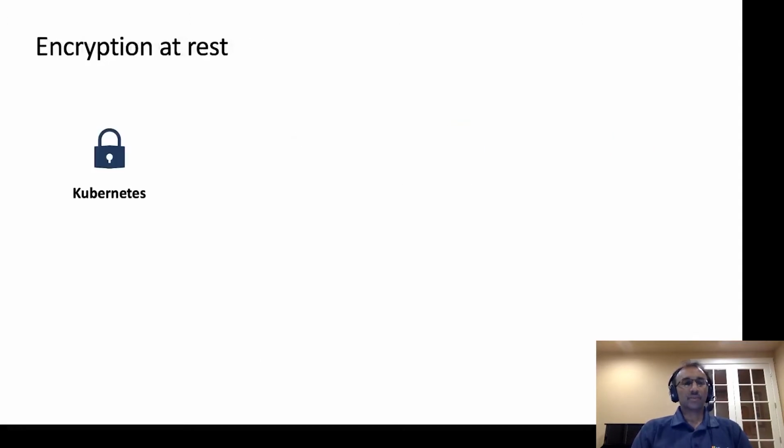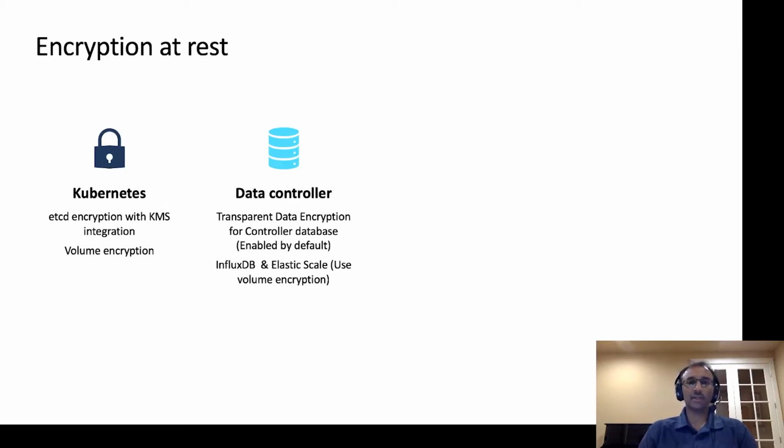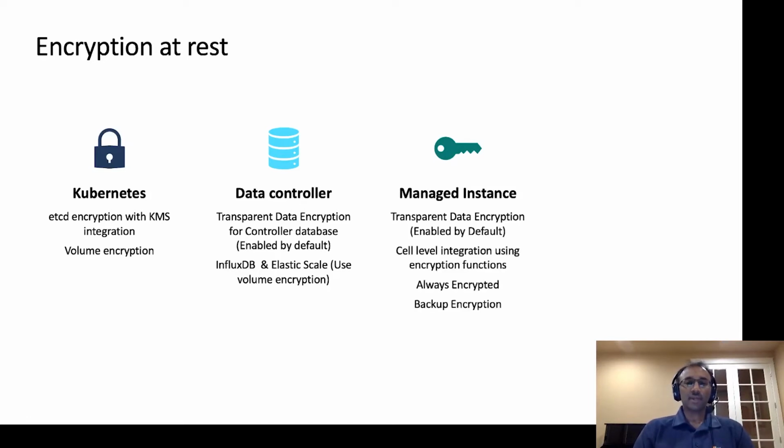So encryption at rest. First, for your Kubernetes environment, this is something you will manage. Here are some examples of how you would do that. And same way for your data controller, we will enable the TDE for the databases by default. And for things like InfluxDB, you would use something like a volume encryption. For managed instance, same thing, just like the managed instance in cloud, we'll have TDE enabled by default. And the other features are existing SQL features which you can leverage.